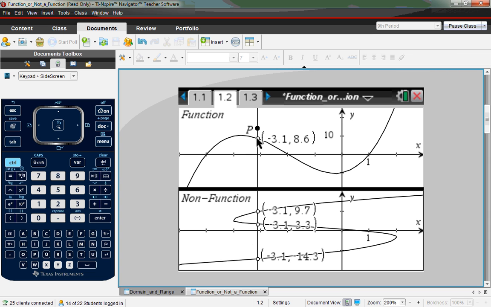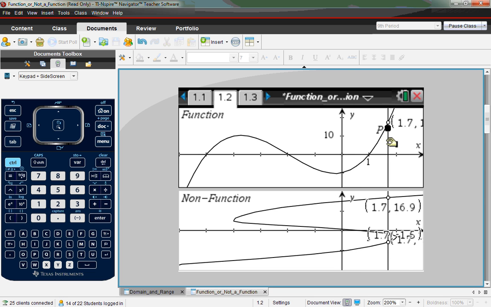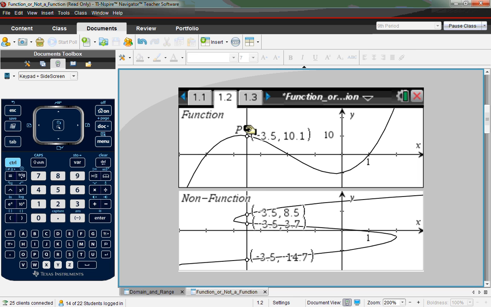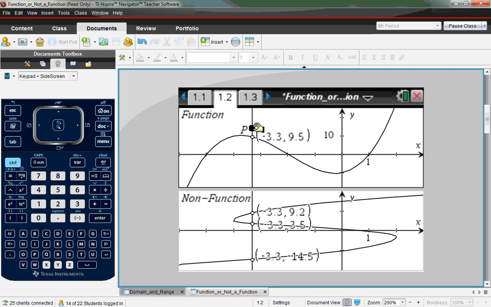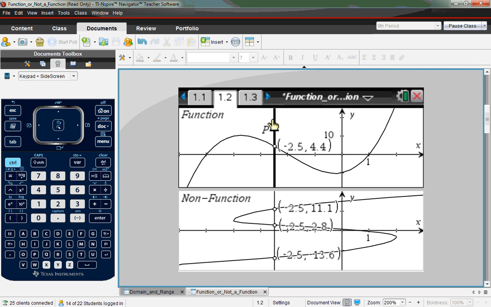Now, look at the non-function down here. If I'm looking at the non-function and I take the point P and drag it, how many times does it cross it? 3 or 2. Or 1. It crosses at 1 or 2 or 3 times. Do we all understand that, yes or no? Now, what would be the general rule here if I'm looking at a function graphically? Non-functions have the same x value with multiple y values.